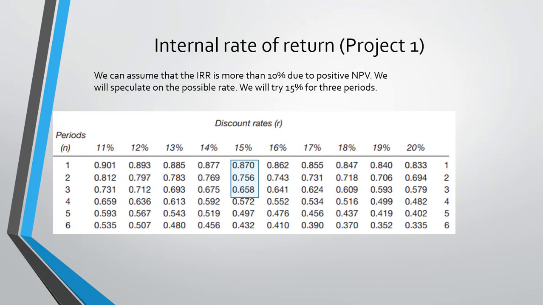Alright, so in terms of internal rate of return, you can see that I highlighted 15% there. Now we just speculated it. We really don't know what the percentage is, so we just assume that it will be 15%. As you can see on the previous slide, the net present value is positive, so most likely it's more than 10%.